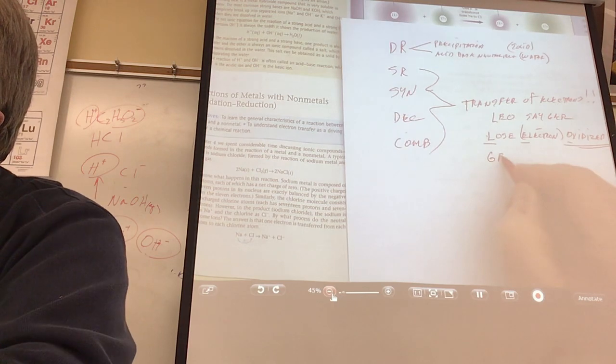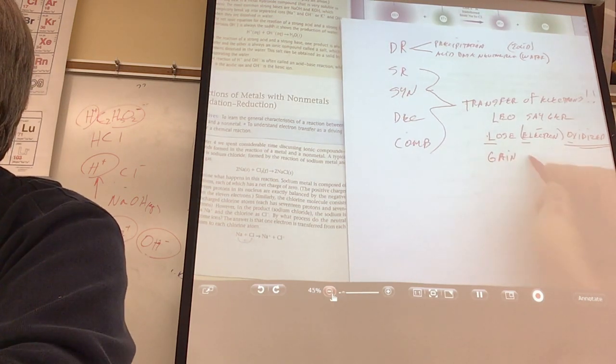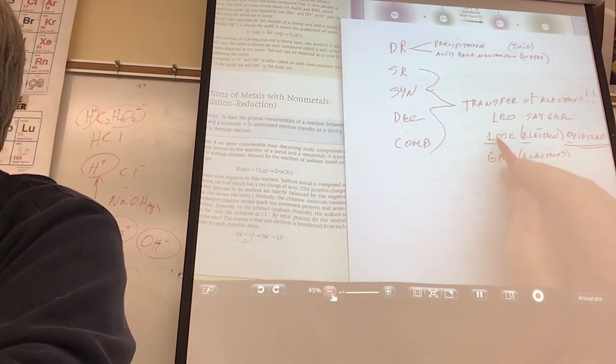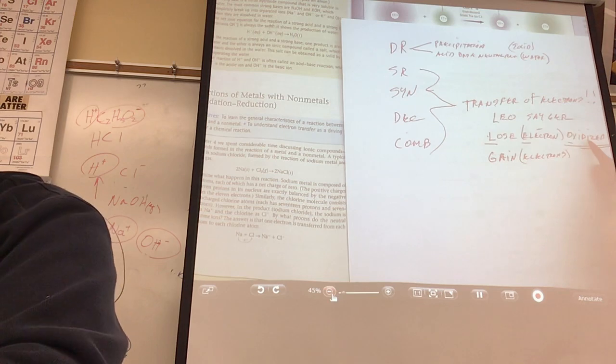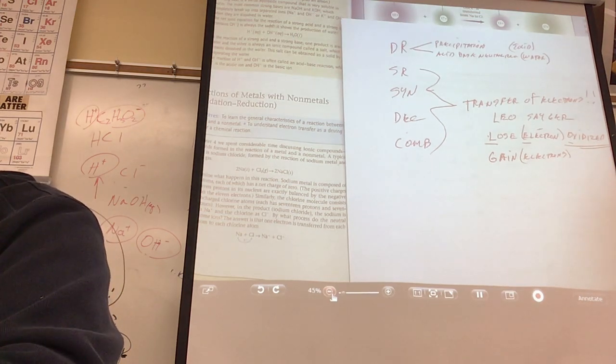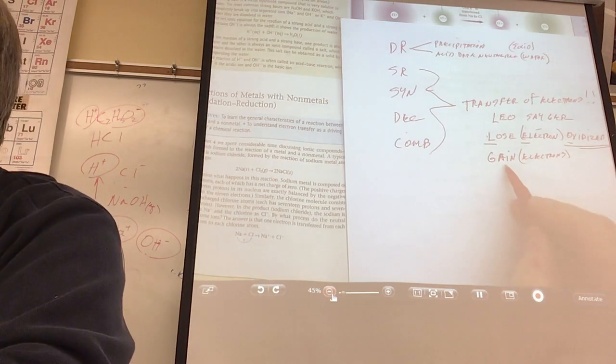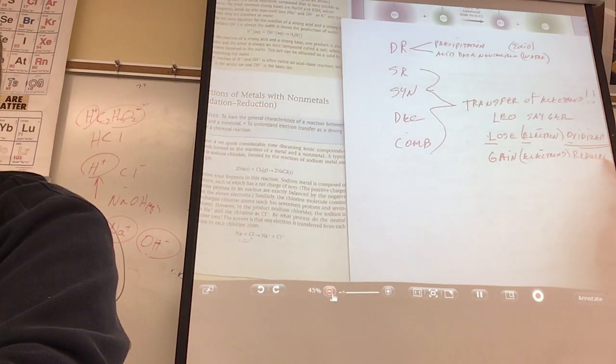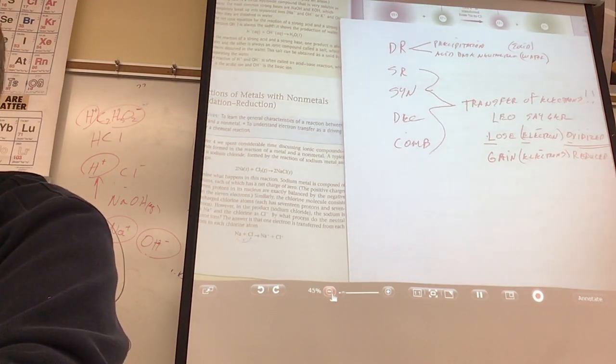If you gain negative electrons, let's do it again. If you lose negative electrons, you get oxidized and you become more positive. What if you gain negative electrons? What happens to you? We say you are reduced. You're reduced and you become more negative.